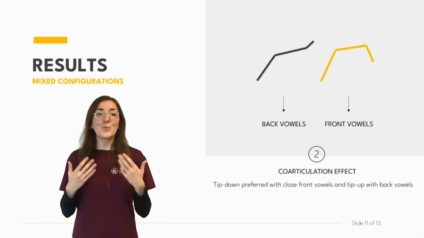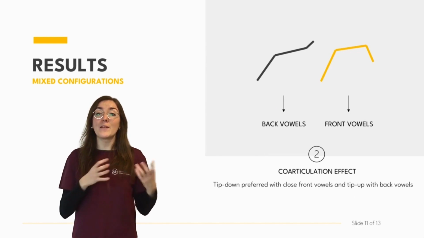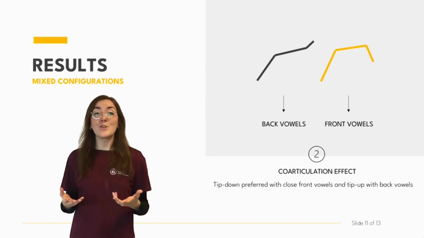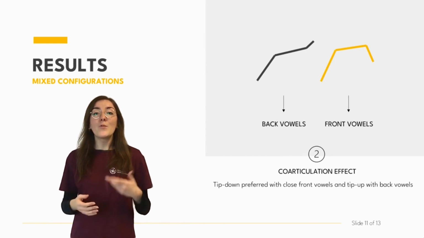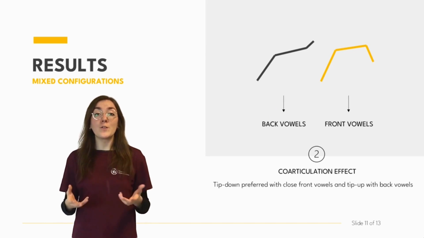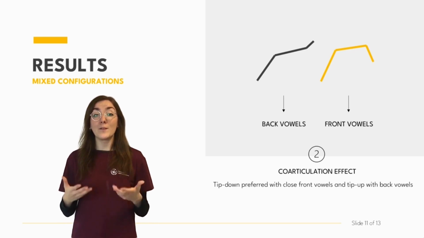Secondly, despite this strong preference, speakers sometimes shifted to tip-down shapes in prevocalic R. However, these few tokens can be explained by co-articulation with the surrounding vowel. For instance, prevocalic R's produced with tip-down shapes always occurred before closed front vowels, which are generally assumed to be incompatible with tip-up articulations.